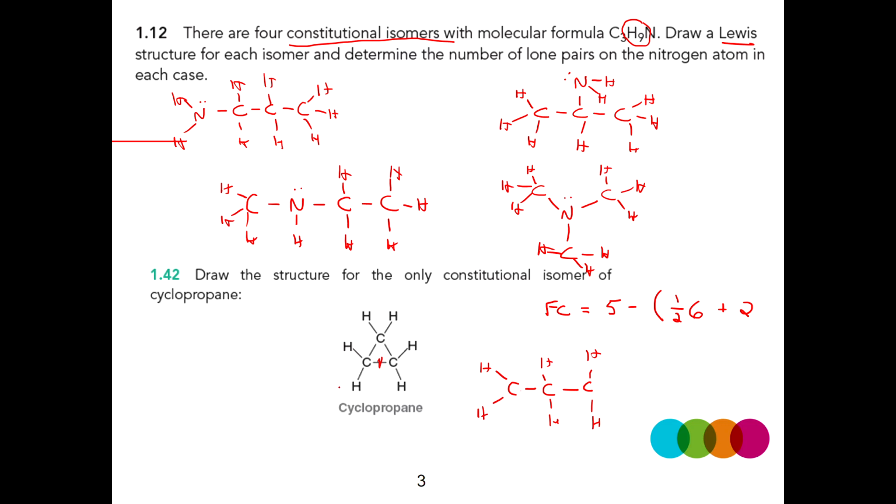If I count up the total number of valence electrons, I've got 2, 4, 6, 8, 10, 12, 14, 16, 18. So a lot of students forget to think about the electrons. If I'm drawing a constitutional isomer, it has to have all the same particles. It can't have a different number of electrons. So if I'm thinking this is a constitutional isomer, it's not yet, because I've only got 2, 4, 6, 8, 10, 12, 14, 16 electrons.